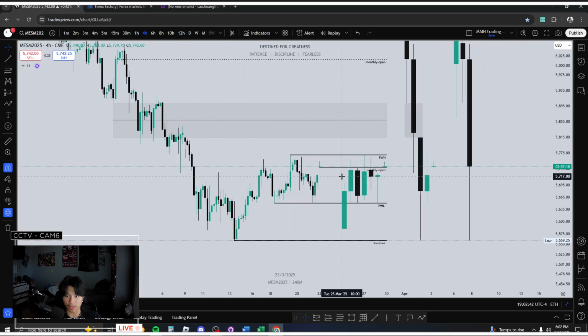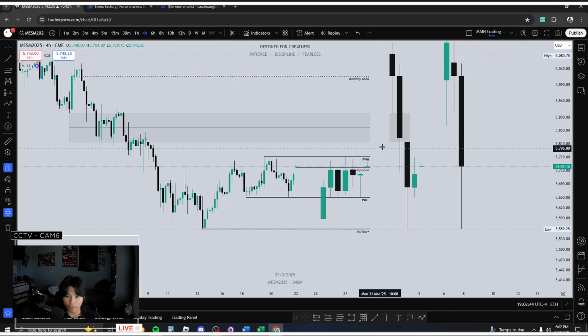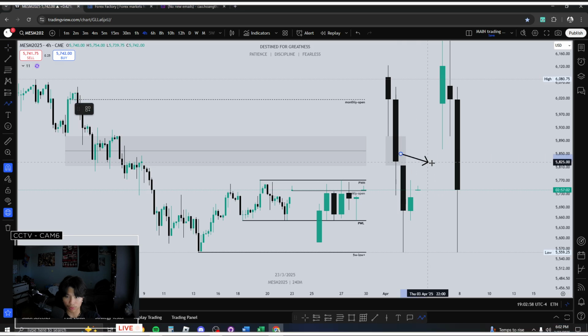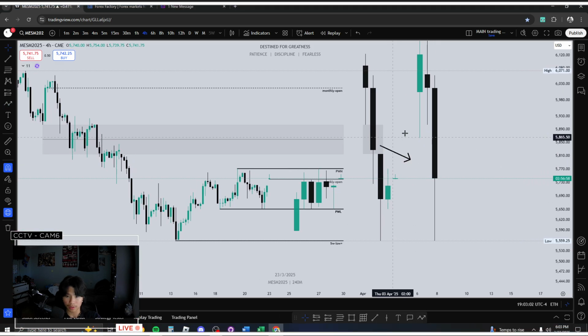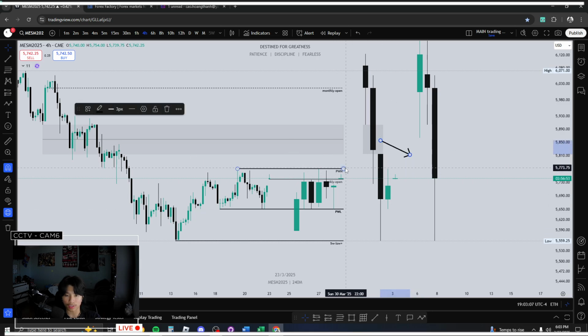One thing that I do want to mention is that if we do end up taking out previous week's high, just watch and see how we trade up into this inefficiency, this weekly fair value gap that I'm referring to right here. If we do end up taking out previous week's high on ES and NQ, just pay attention to how we treat this inefficiency.